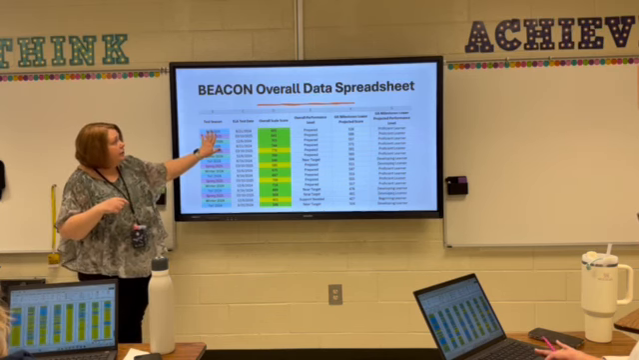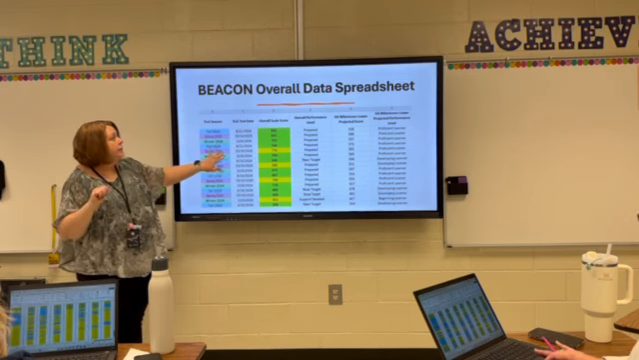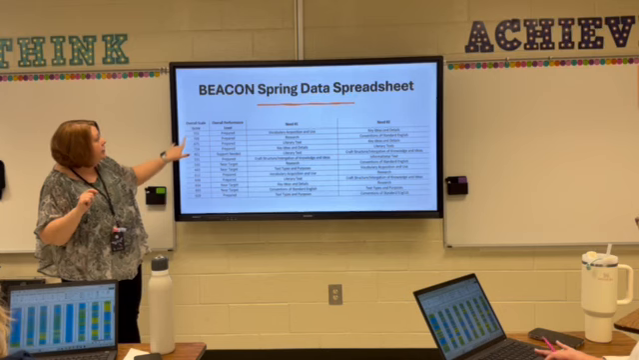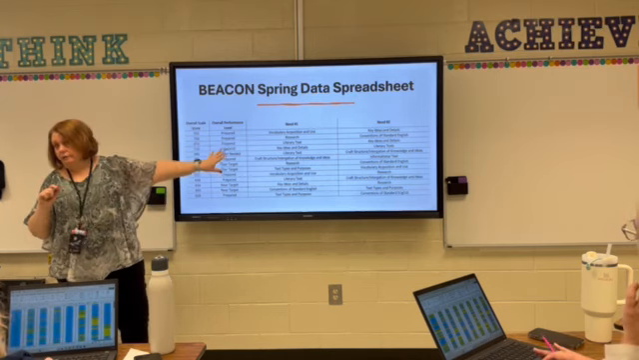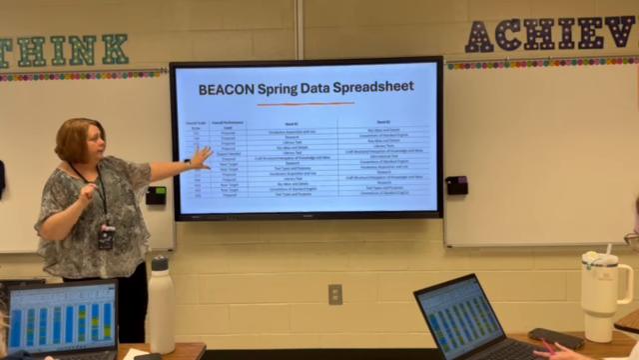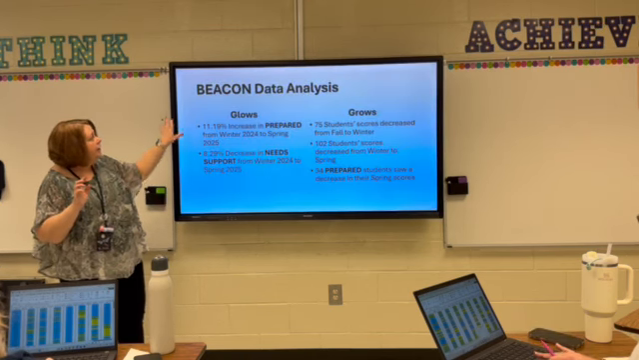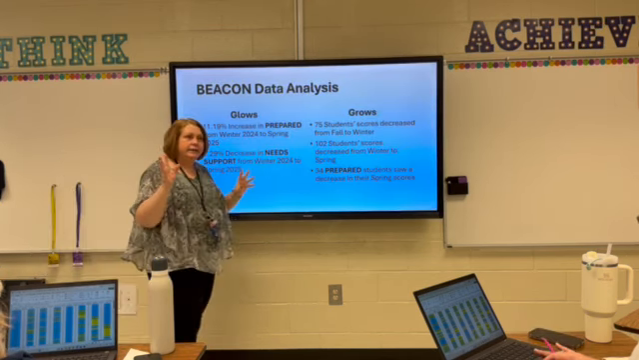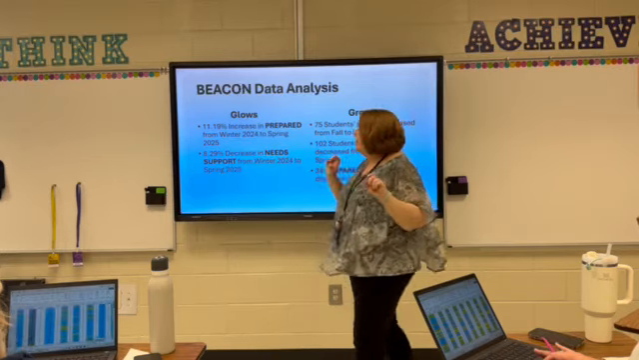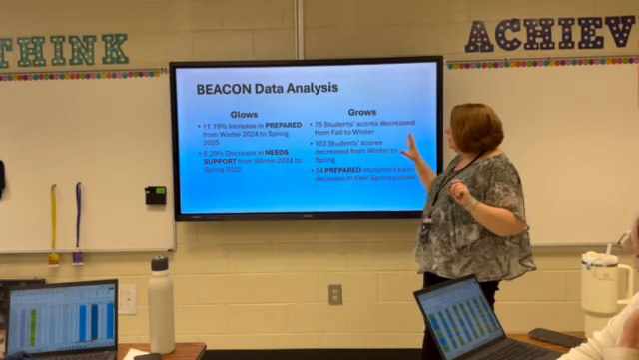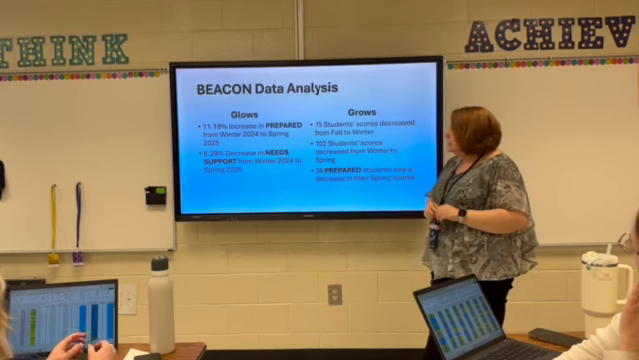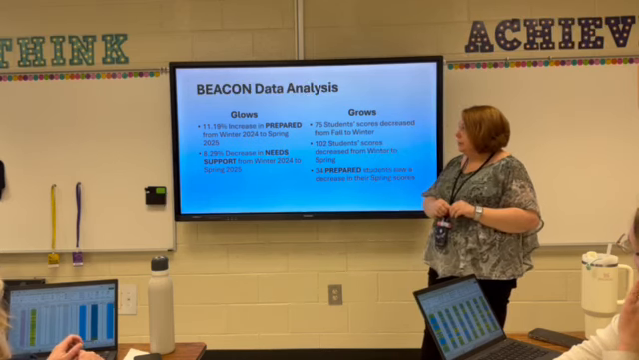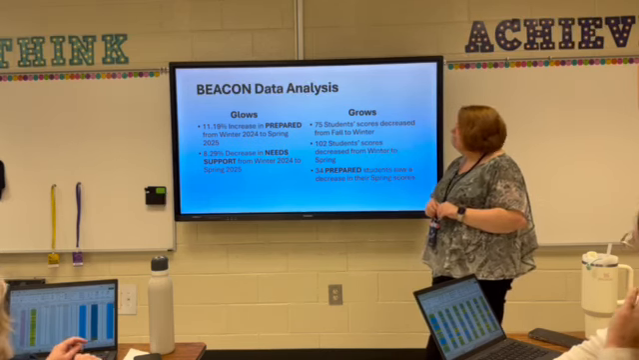Alright, so we've got the overall data spreadsheet, you've got that one with the needs, and then you have this one where we had identified each student and their needs 1 and 2, okay? So we've got those. Alright, so in looking at all this, when I went down that rabbit hole, here are some things that I picked out for us to focus on. We had an 11.19% increase in prepared from winter to spring.